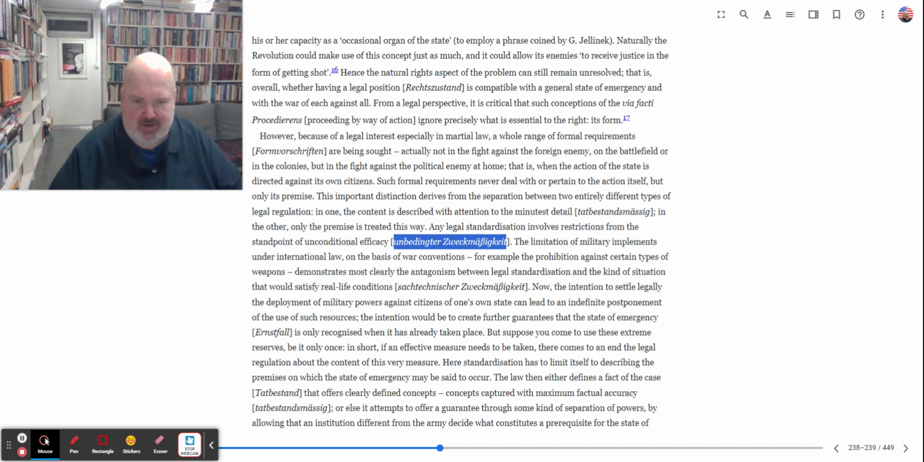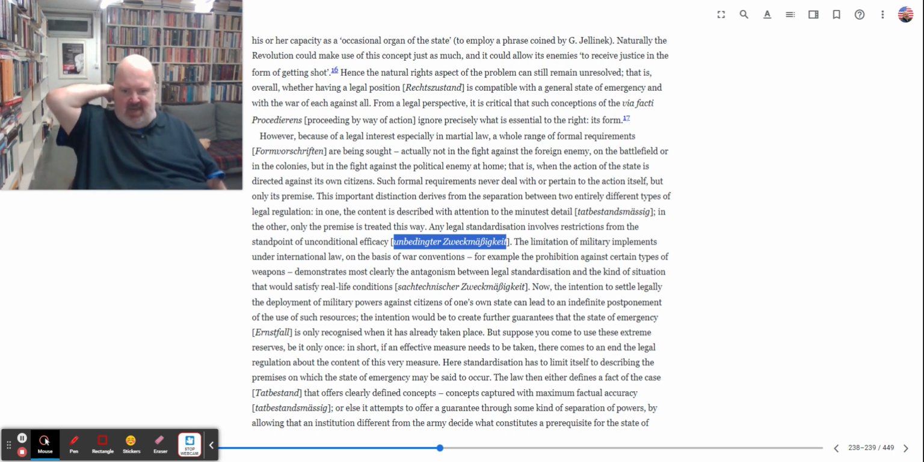The limitation of military implements under international law on the basis of war conventions, for example, the prohibition against certain types of weapons, demonstrates most clearly the antagonism between legal standardization and the kind of situation that would satisfy real life conditions. In other words, this is the idea that certain weapons can't be used. But if it's survival, if this is the only way you can survive, then you'll use it.